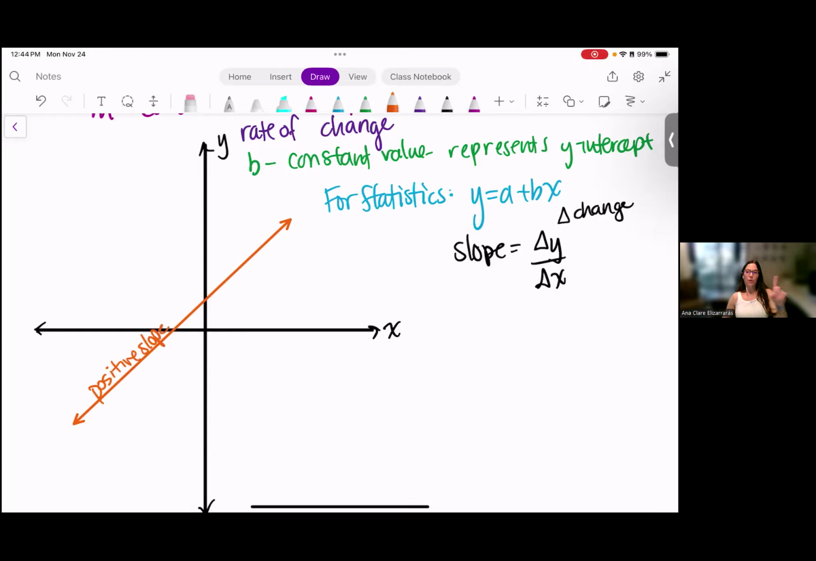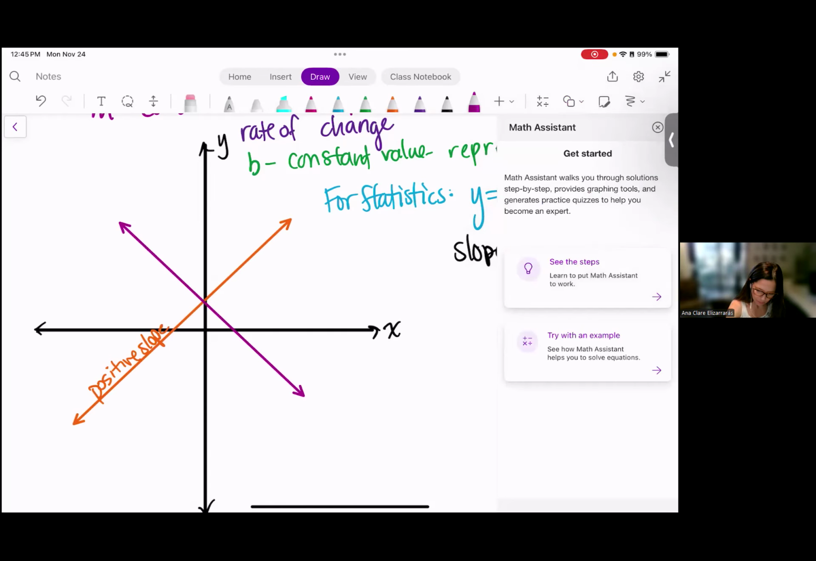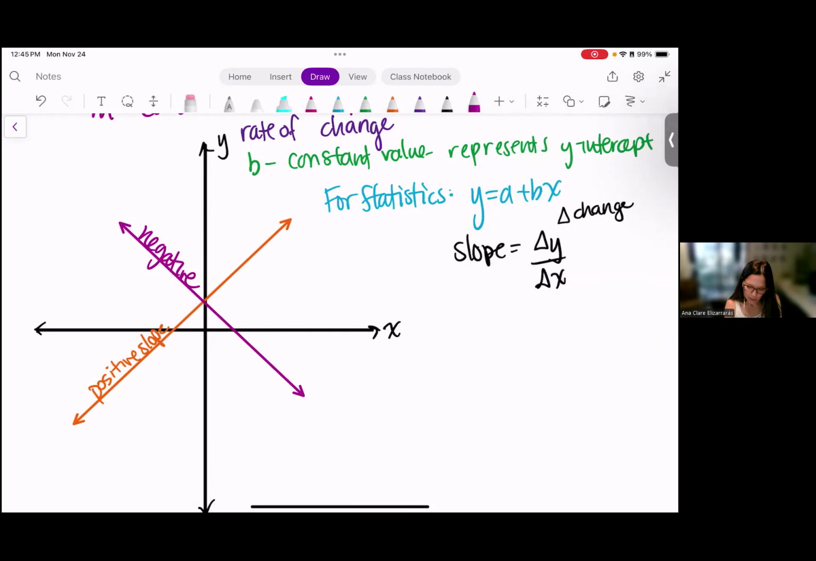And remember, I'm saying going from left to right. If you go from right to left, it's going down. So always think about it from left to right. A negative slope would be one that goes down and to the right. So this is negative. A horizontal slope, or zero slope, is one that is straight across and it's parallel to the x-axis.